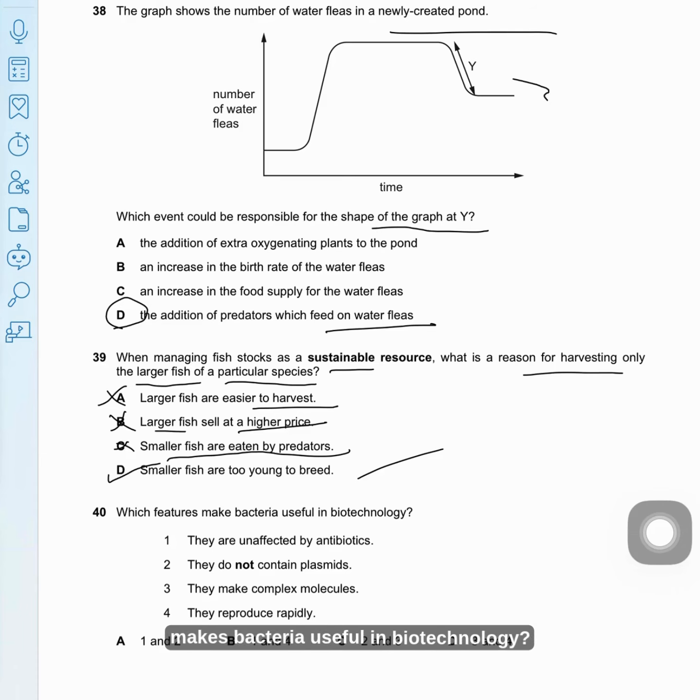Which feature makes bacteria useful in biotechnology? They are not affected by antibiotic. Wrong. They don't contain plasmid. Wrong. They make complex molecules. Wrong. They reproduce rapidly. Yes. So my answer is D.